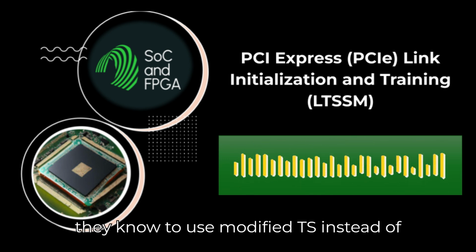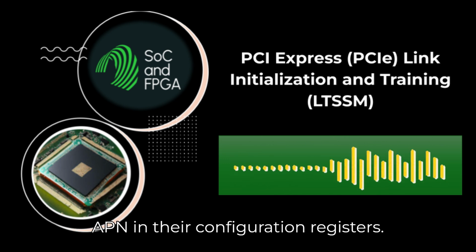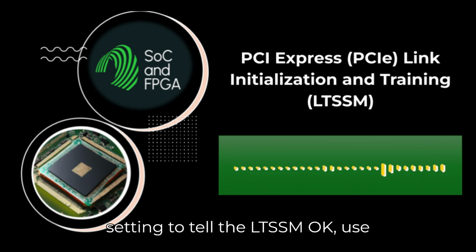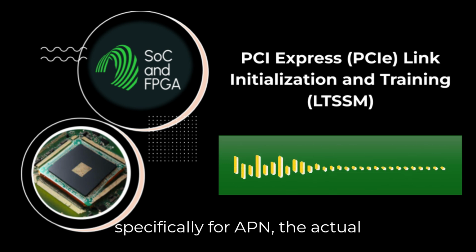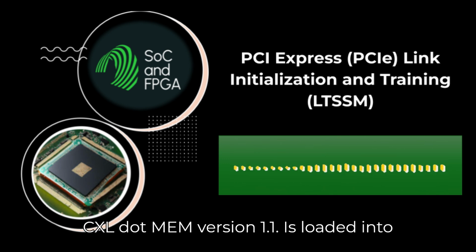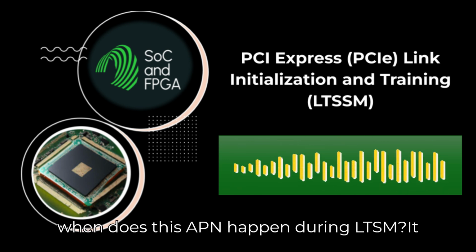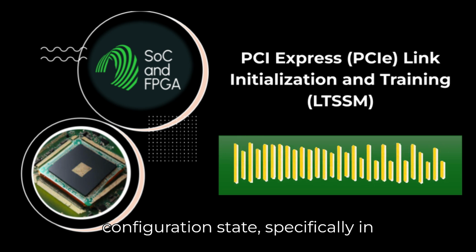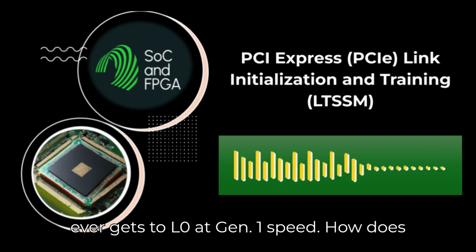How do they know to use modified TS instead of regular TS? Devices advertise support for APN in their configuration registers. There's also usually a control register setting to tell the LTSSM, okay, use modified TS for this training session, specifically for APN. The actual alternate protocol data, like I support CXL.mem version 1.1, is loaded into specific data registers that get packed into the modified TS1, TS2 payload. And when does this APN happen during LTSSM? It happens relatively early during the configuration state, specifically in substates like lanenum.accept and complete. This is before the link ever gets to L0 at Gen 1 speed.